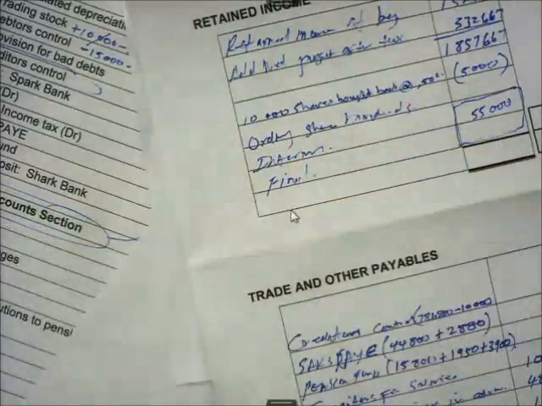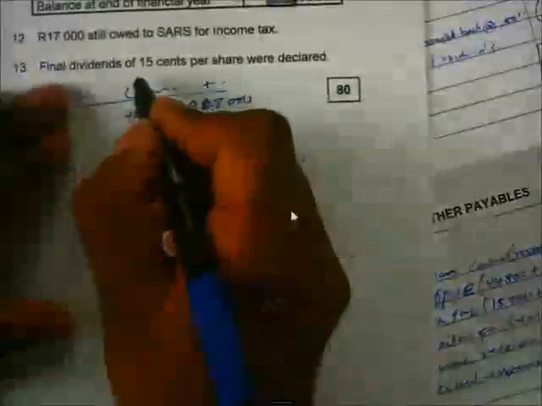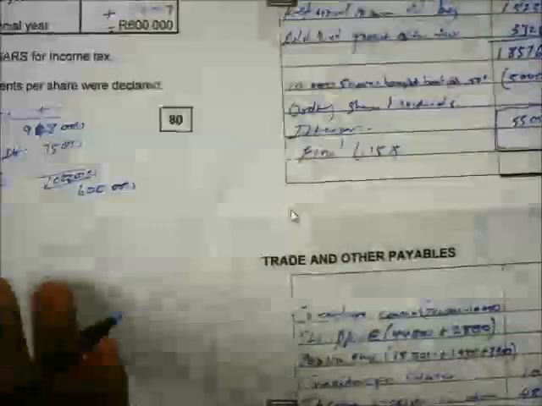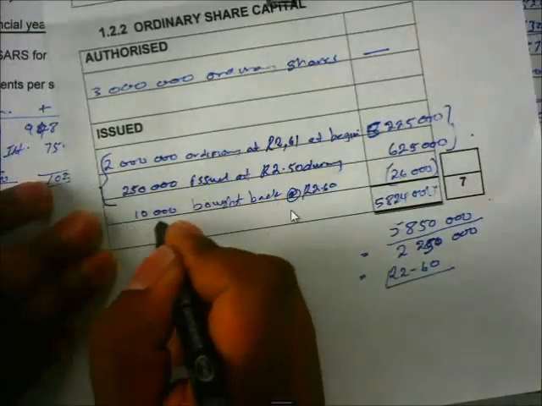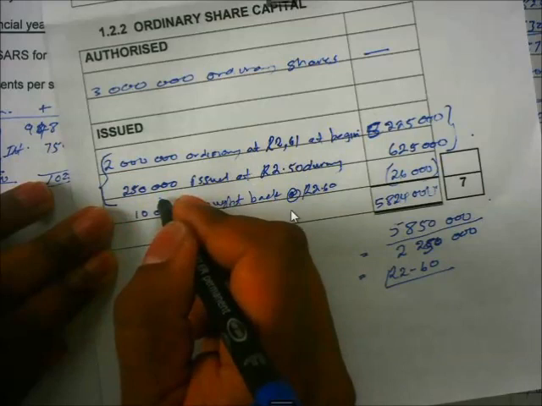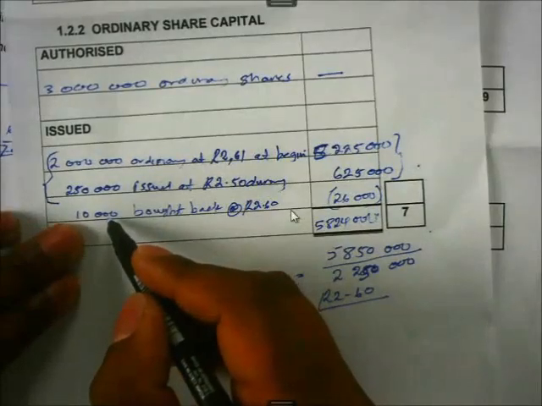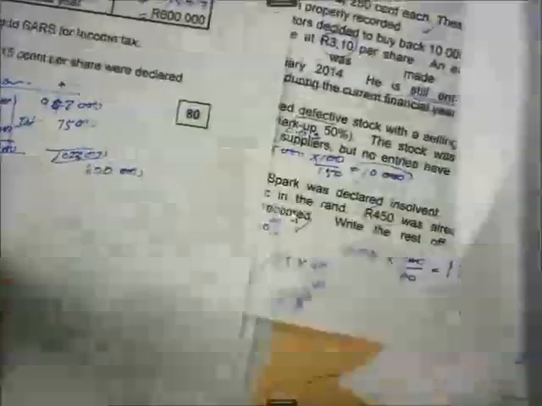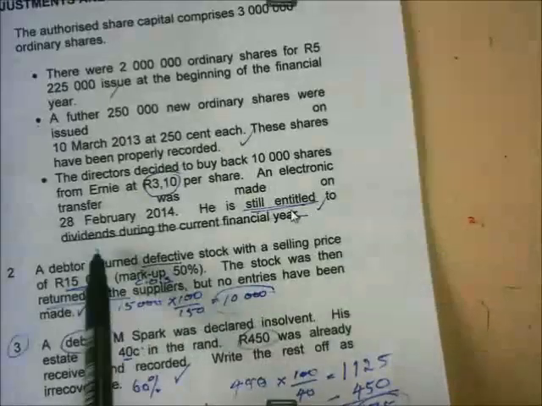Your final dividends, they said to us, this is the last thing that I'm going to do. They said to us that final dividends of 15 cents per share were declared, which means it's 15 cents multiplied by the number of shares. Remember how many shares we have? We have 2,250,000. Remember what they said in note number 1. In note number 1, they said this shareholder, even though he has sold his shares, he's still entitled to the dividends. That is why we multiply by 2,250,000. Because he is still entitled to dividends during the current financial year.